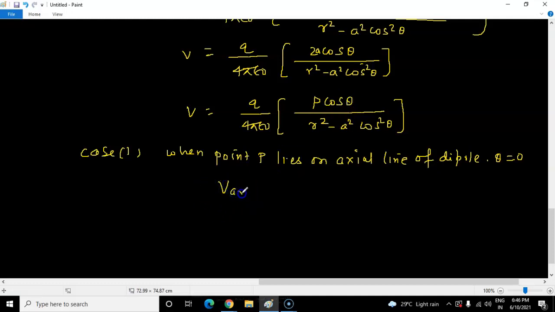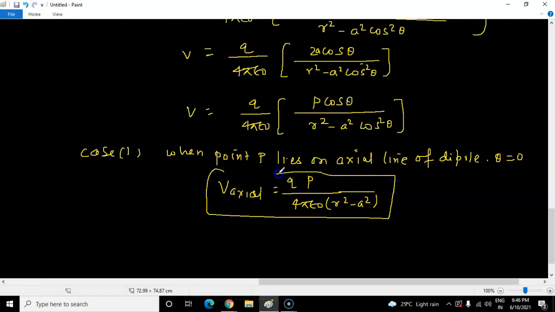So V axial, what you write here? V is equal to P, cos 0 is 1, divided by 4 pi epsilon naught times R square minus A square. Any doubt in this? No, sir. Okay, this is the potential at the axial point.